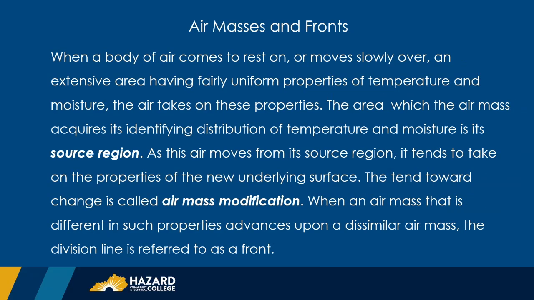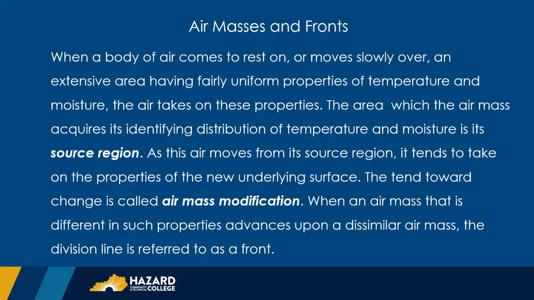Air masses and fronts. When a body of air comes to rest on or moves slowly over an extensive area having fairly uniform properties of temperature and moisture, the air takes on these properties. The area in which the air mass acquires its identifying distribution of temperature and moisture is its source region. As the air moves from its source region, it tends to take on the properties of the new underlying surface. This tendency toward change is called air mass modification.